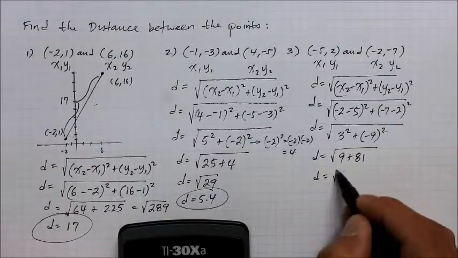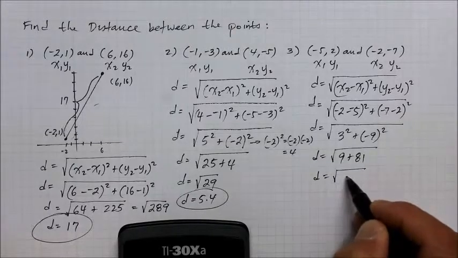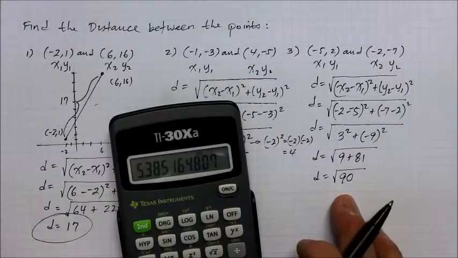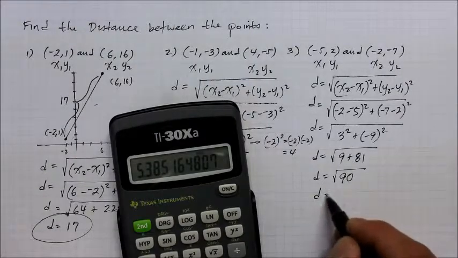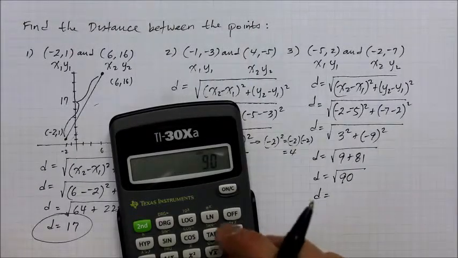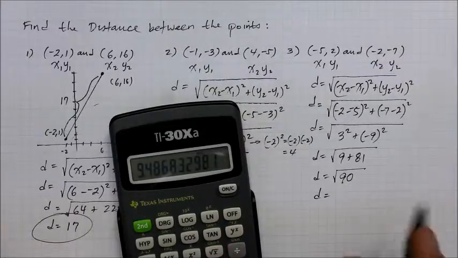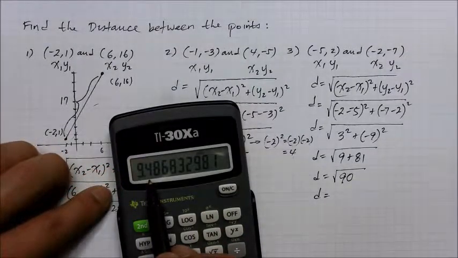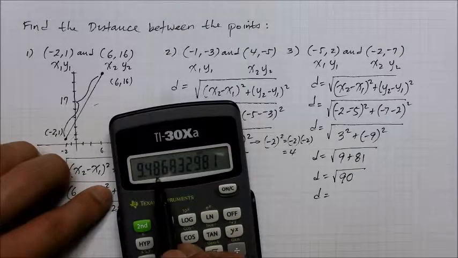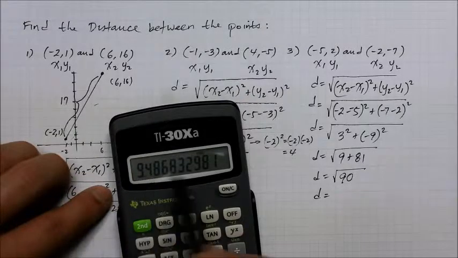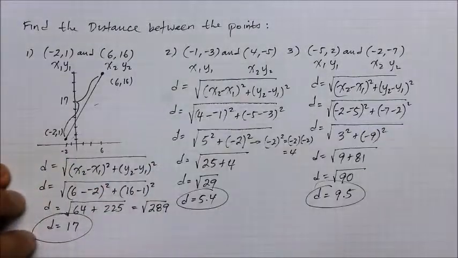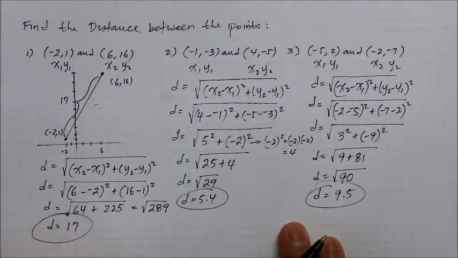So that's like saying square root of 9 plus 81 is, what is that? 90. Now that is a composite number, but we want to find the square root. So 90 square rooted, round to the nearest 10th. And since the 100th is 5 or greater, it's going to become 9.5. And there we have it. What do you think?